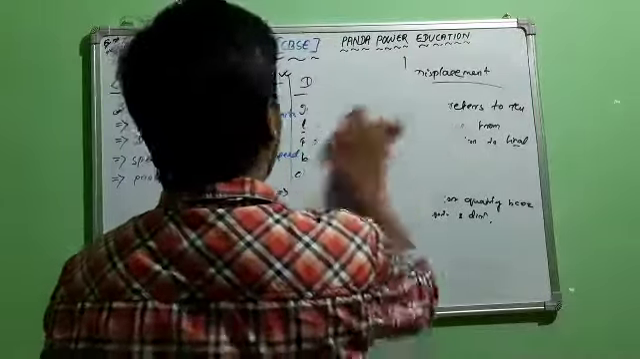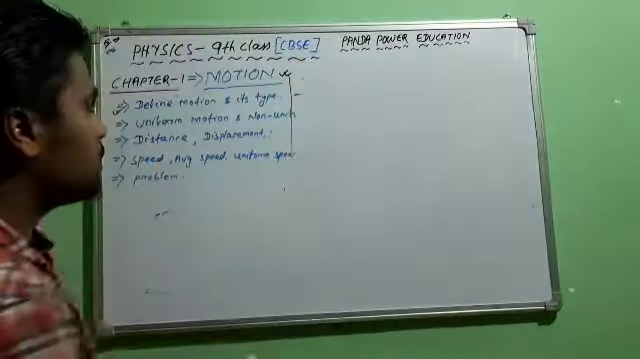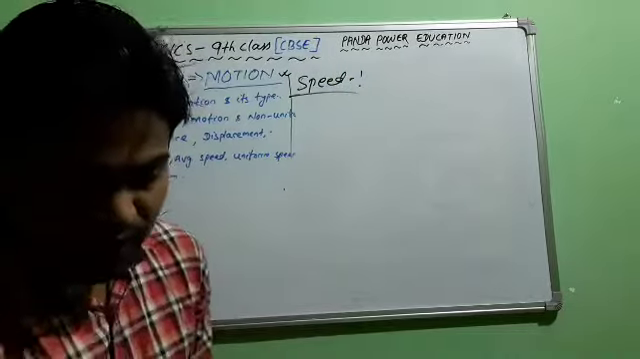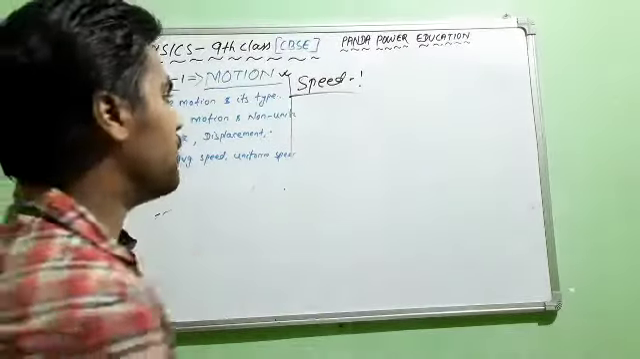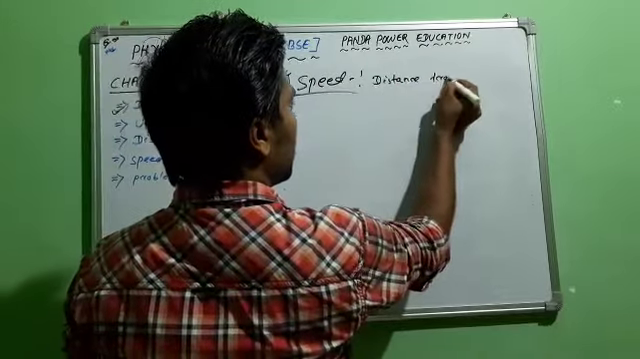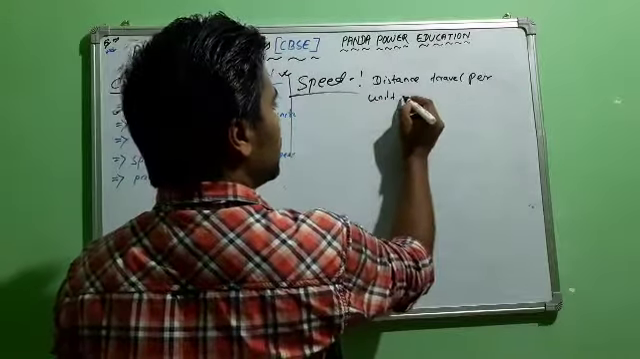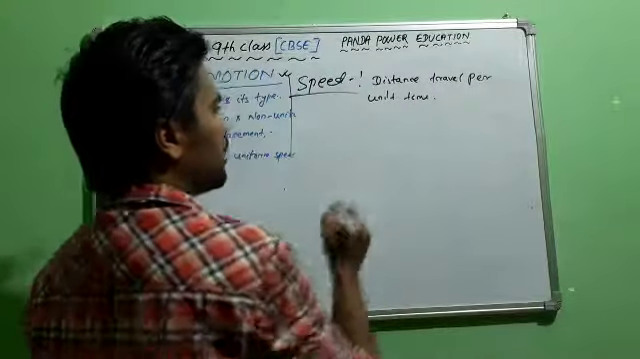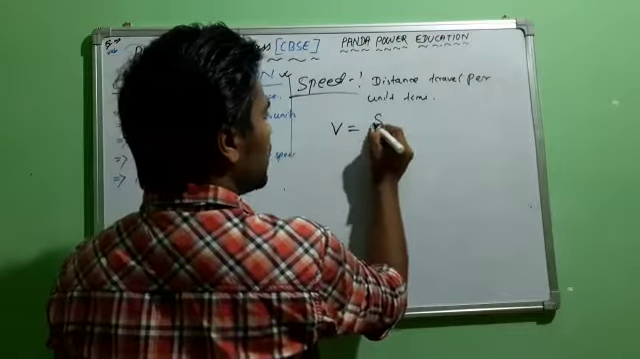Now we are going to speed. So what is speed? Write down: it is the distance traveled per unit time. Speed we take as v. V is equal to s divided by t.